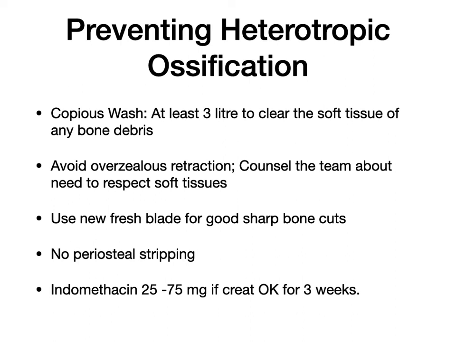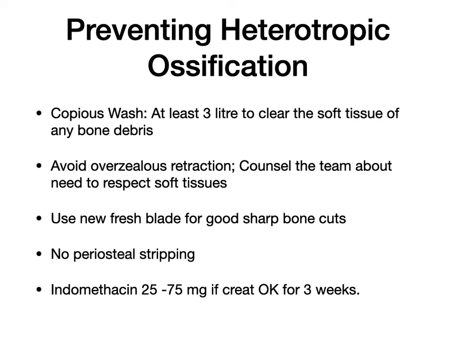Ankylosing spondylitis patients are notorious for heterotopic ossification. So a few simple things can prevent that. One is copious wash. At least a 3-liter wash throughout the surgery should be given to clear the soft tissue of any bone debris. You must counsel your team about the need to respect the soft tissue and avoid overzealous retraction. Use a new fresh blade, for both your surgery as well as your osteotomies, so that there is no bone splintering. Ensure that there is no periosteal stripping.